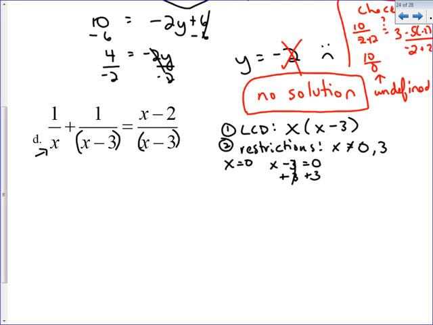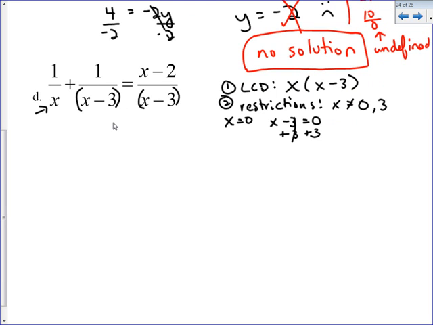So there's 2 numbers we can't have for answers. We couldn't have 0, we couldn't have 3. Is everyone okay with those 2 restrictions? All right, so let's go through and get rid of these fractions. This problem's going to be a lot easier without fractions.